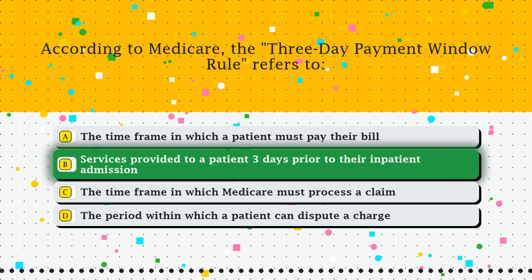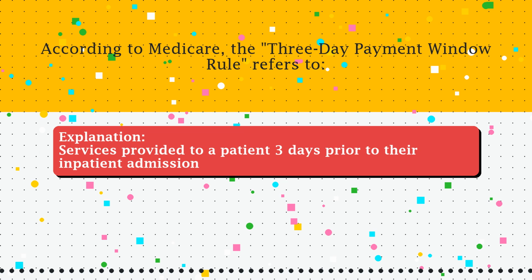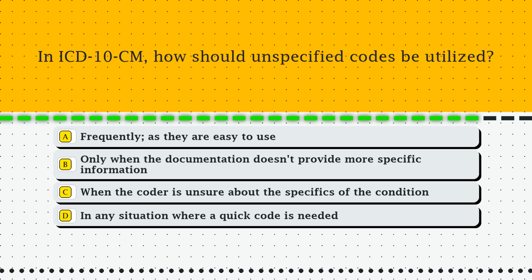The correct answer is option B, services provided to a patient 3 days prior to their inpatient admission. Question 277. In ICD-10-CM, how should unspecified codes be utilized?